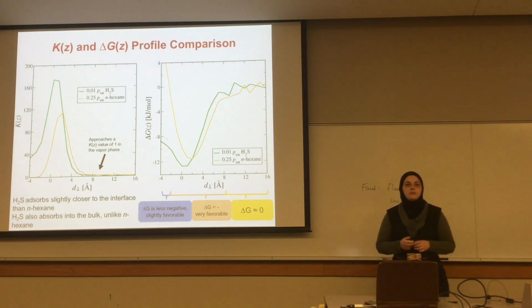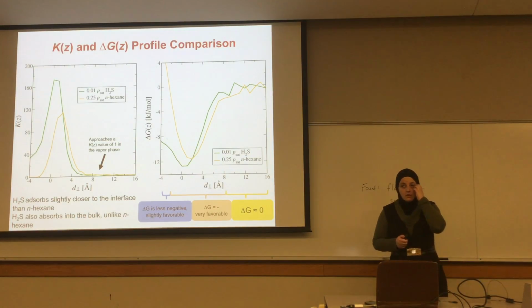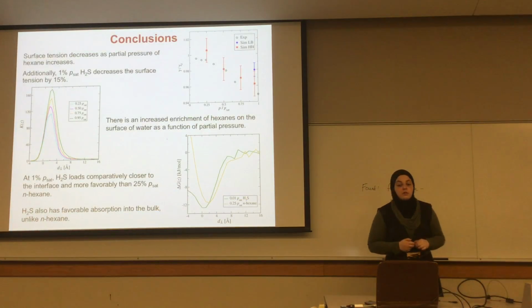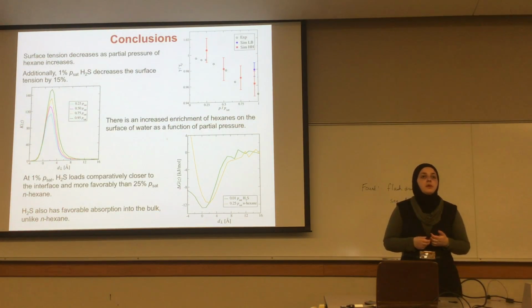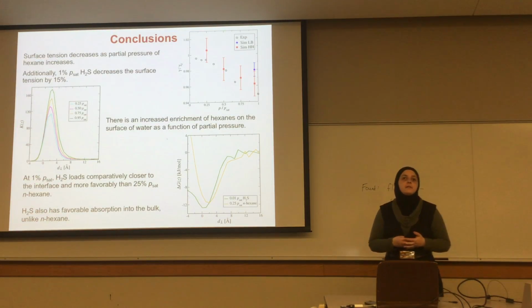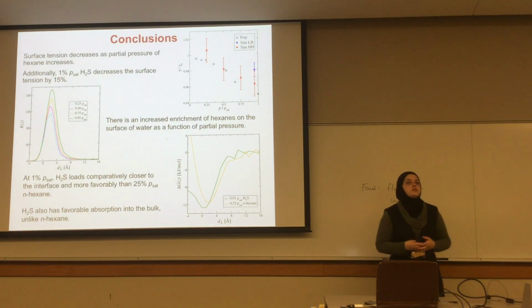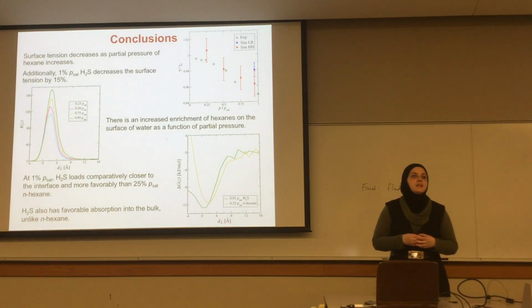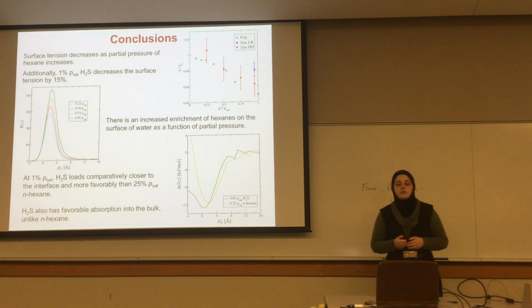So we can compare that, and we can see how they both are interacting with the surface of water. With that, I just want to conclude. From these simulations, first we were able to observe that the surface tension of water decreases as the partial pressure of the system increases for n-hexane. Additionally, for H2S at 1%, we see a 15% decrease in the surface tension, just at 1% of H2S.